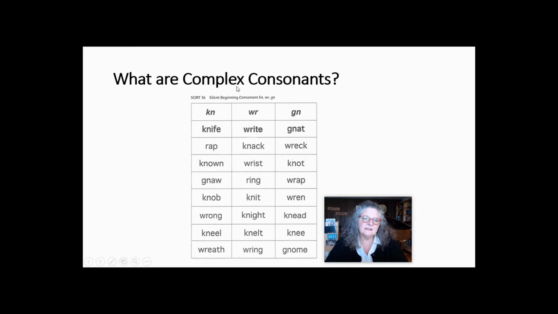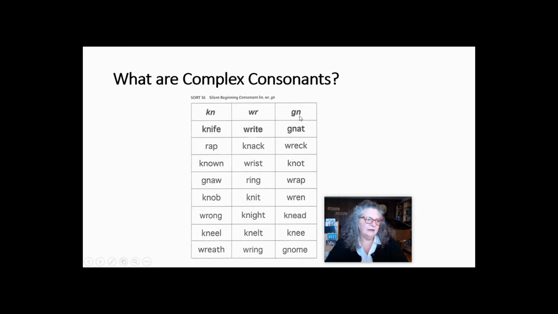There are other complex consonants. We usually think of these as silent letters. So KN is thought of as a complex consonant, WR and GN. And they're complex because even though 2 letters appear together, you only sound one of the letters in that combination, and it's usually the second letter. So in a word that has a KN in the beginning, you only hear the N. WR, you only hear the R, and GN, you only hear the N.